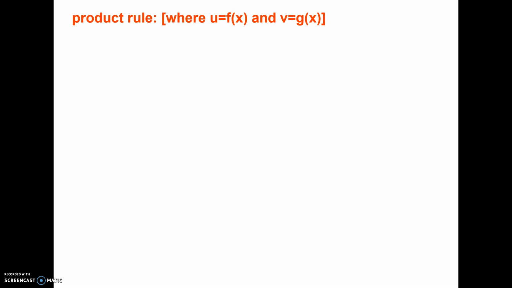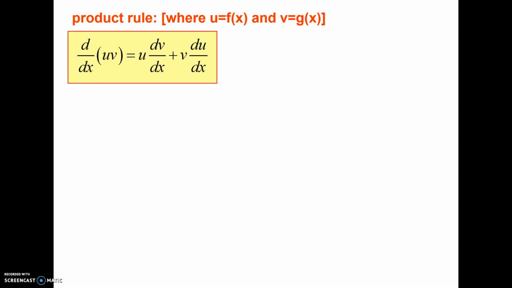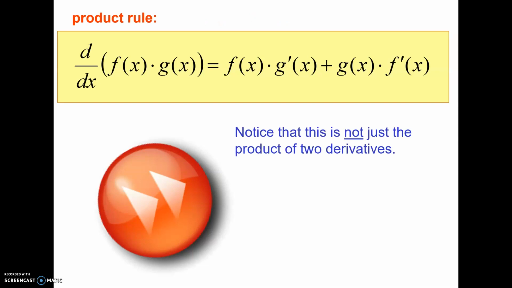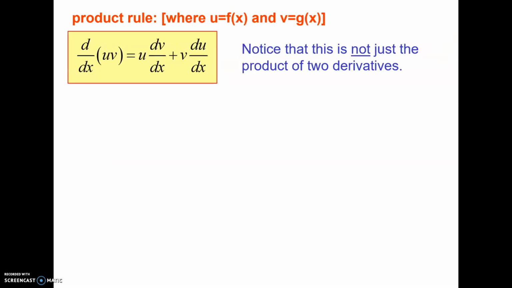Often in our textbook they'll say u is one function called f of x and v is another function called g of x. The product rule is sometimes written like this. It says the derivative of the function u multiplied by the function v is the first function u times the derivative of the second function v plus the second function v multiplied by the derivative of the first function u. This is the notation that the book uses. I like my notation a little bit better, but you can use either notation. Again, notice that the derivative is not just the product of the two derivatives.